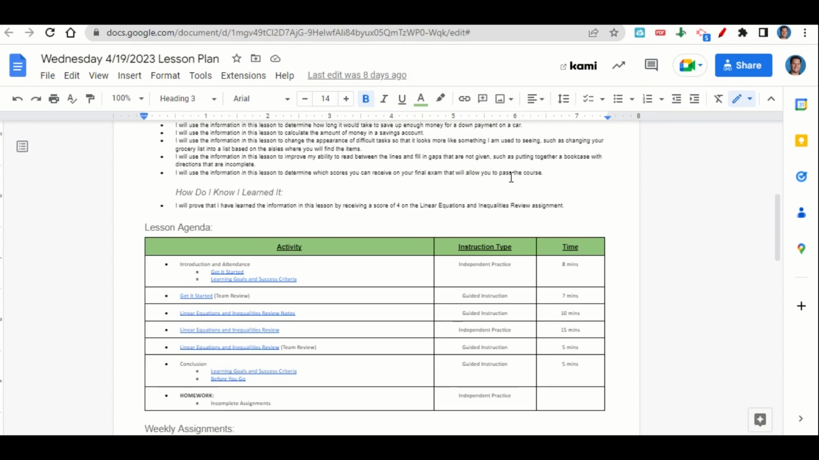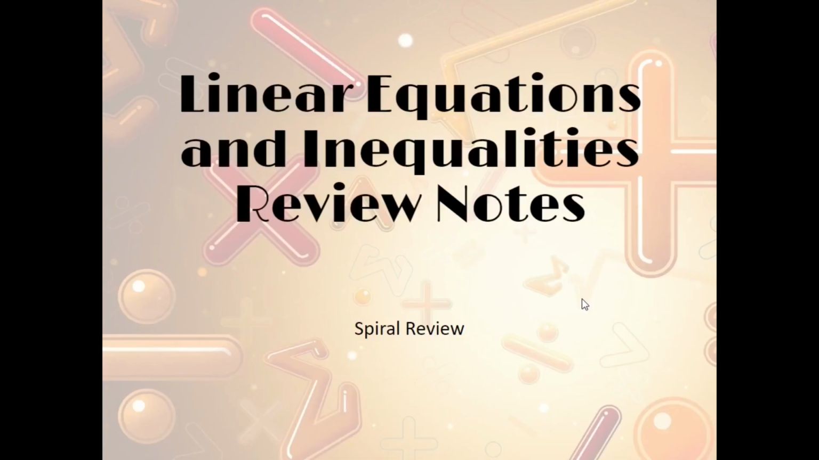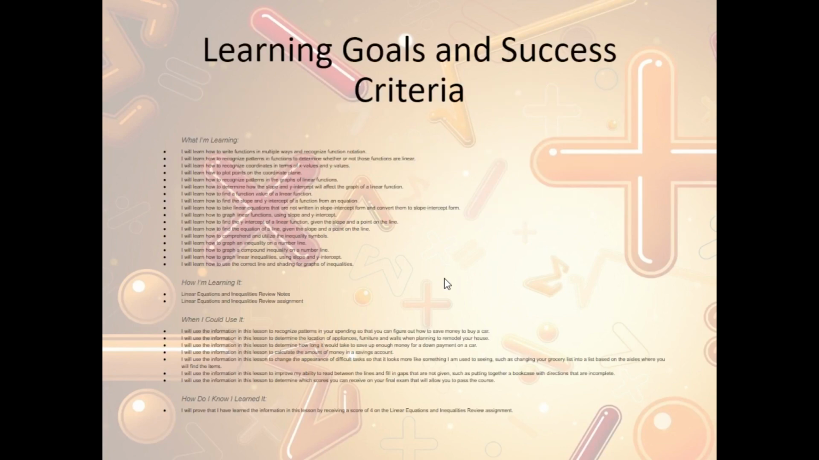At the end of class, we'll go back over our learning goals and success criteria while you fill out your Before You Go. Your only homework for tonight is to work on any incomplete assignments that you may have. Let's take a look now at the Linear Equations and Inequalities Review Notes.